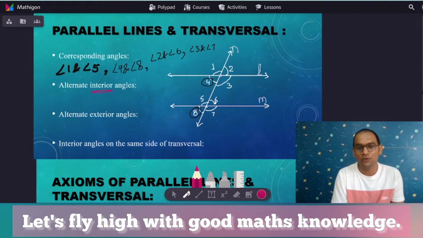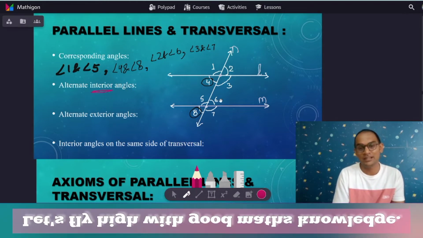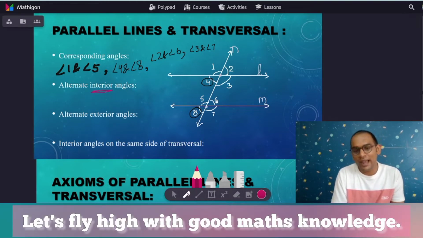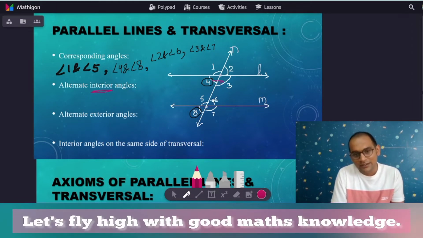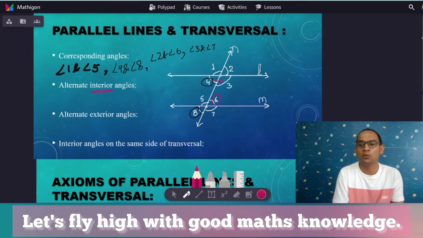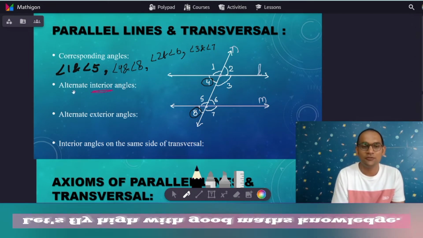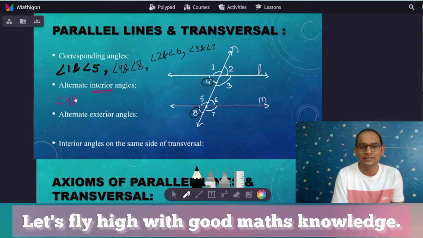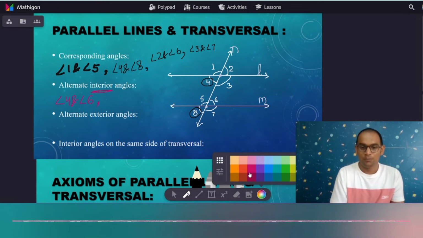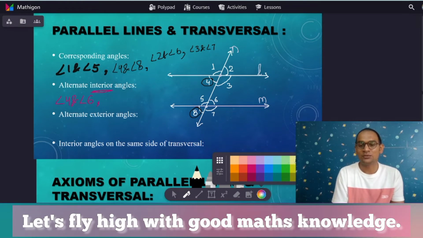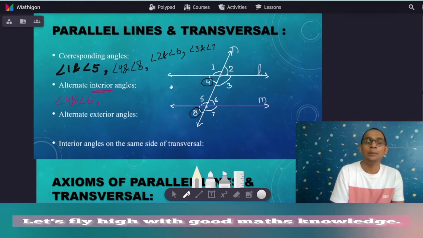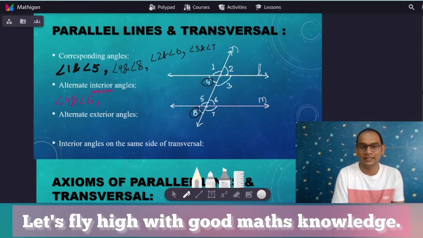Over here, 3, 4, 5, and 6 are inside, right? So 4, 3. 3 is very adjacent. 6 is one angle after. So over here, angle 4 and angle 6. This color I hope is not visible, that's why I changed it. Angle 4 and 6 make alternate interior angles.